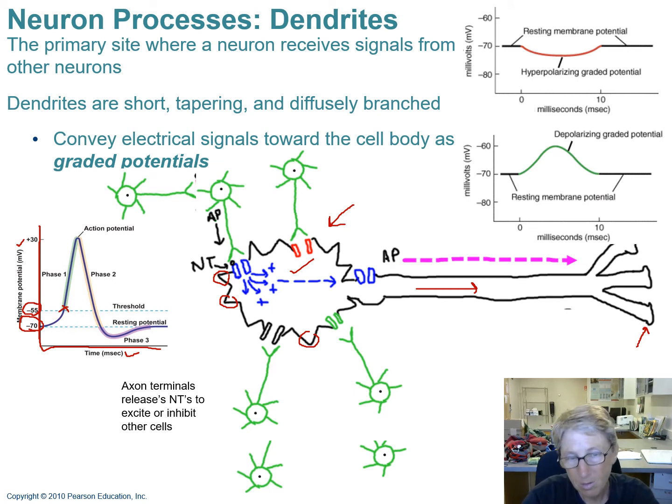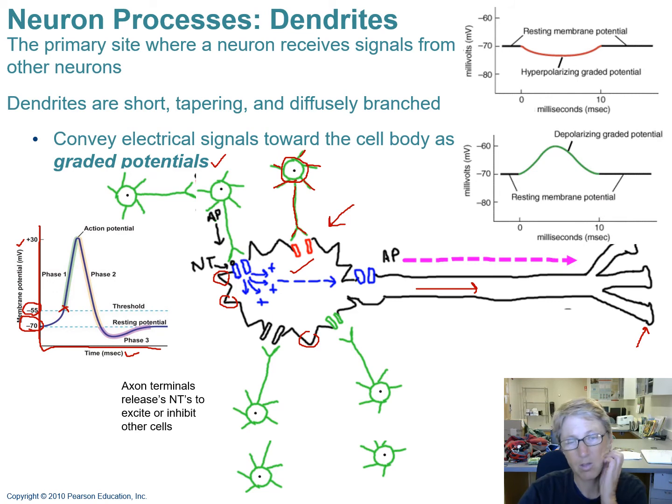So then check this out. These green things here are other neurons that I drew. So these little green spikes coming off the cell body of the green neuron, those are dendrites. Here's the axon of the green neuron, and here's the axon terminal of the green neuron. So dendrites, they're short, they taper, and they're diffuse. They convey electrical signals toward the cell body as a graded potential.